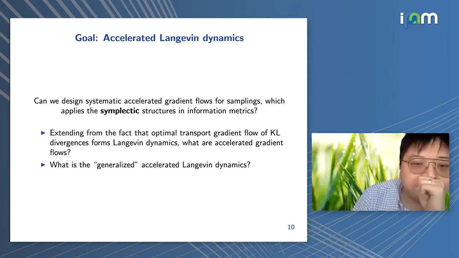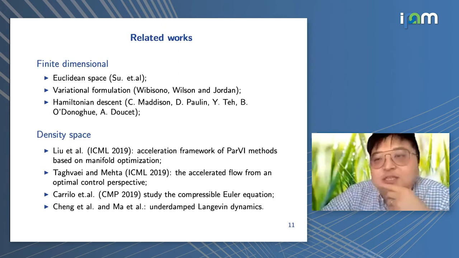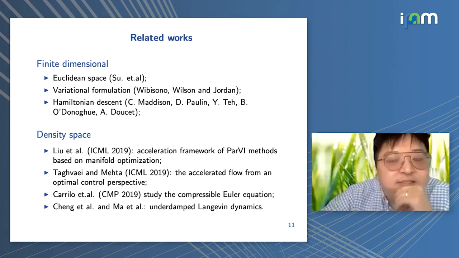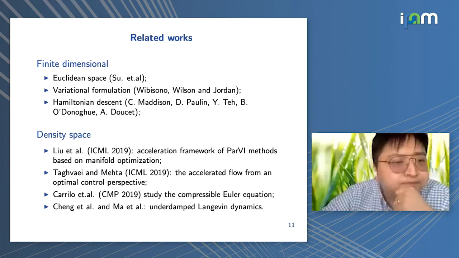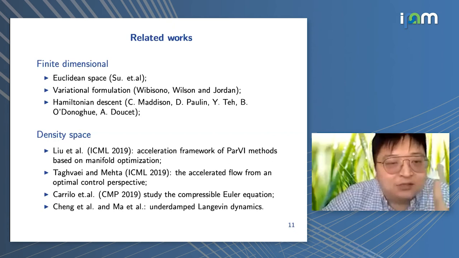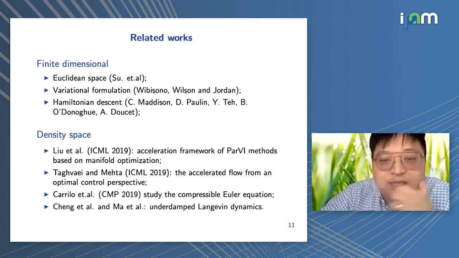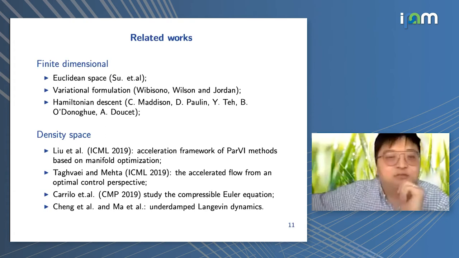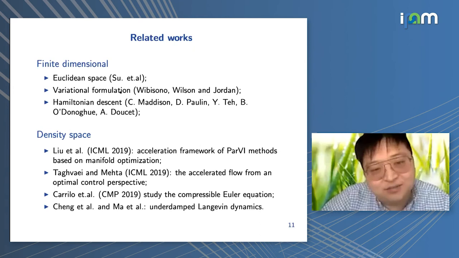Actually, we are not that new in this field, because in finite dimensions people understand this very deeply, and we have a lot of interesting results already. In Euclidean space, Su et al. wrote down this nice accelerated dynamics. Wibisono, Wilson, and Michael Jordan have a very nice variational formulation. People also write it as a Hamiltonian system, like Maddison, Paulin, Teh and Doucet, who have a very nice Hamiltonian way to represent this accelerated gradient flow. This is the Lagrangian part, and this is the Hamiltonian formulation of this problem.